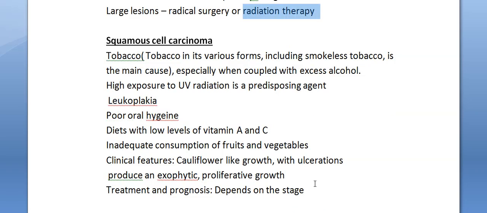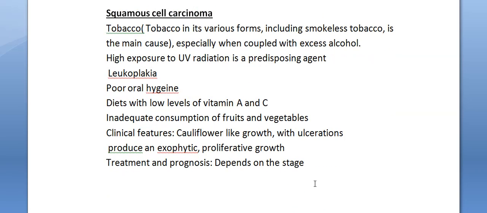Moving on to the next carcinoma, squamous cell carcinoma. Tobacco in any form is a main etiology for this. If anybody consumes tobacco, one day or another they will end up with squamous cell carcinoma, including smokeless tobacco, whatever it is, pan, gutka, cigarette, bidi, any form, especially when it is coupled with alcohol, it's a double-edged sword. Tobacco causes squamous cell carcinoma, alcohol also causes it. If both are consumed, instead of occurring at 40 years, it will come at 30 years only.